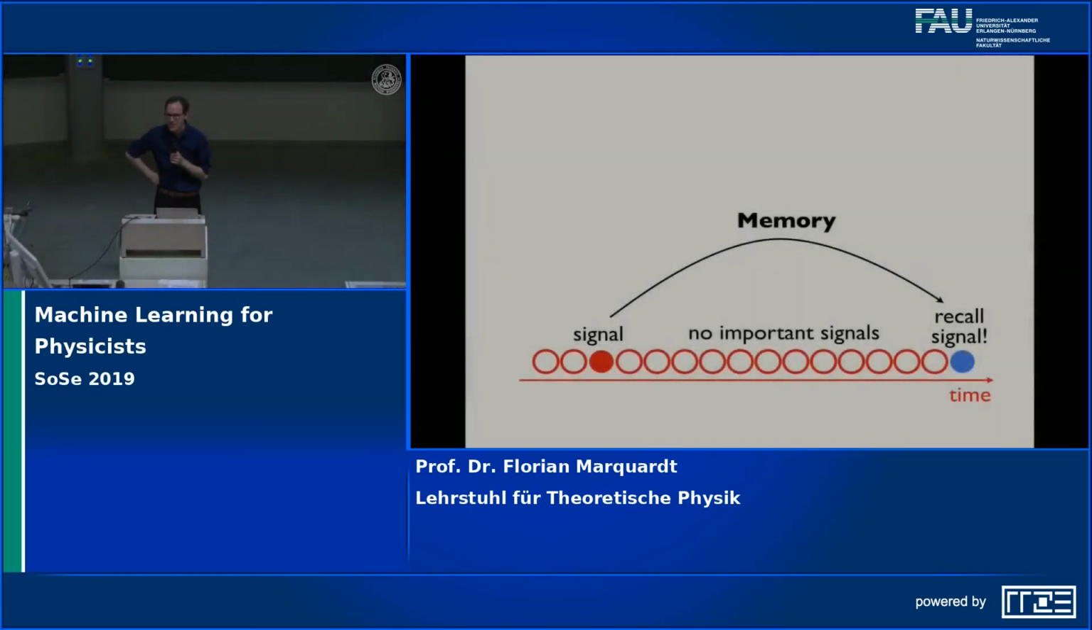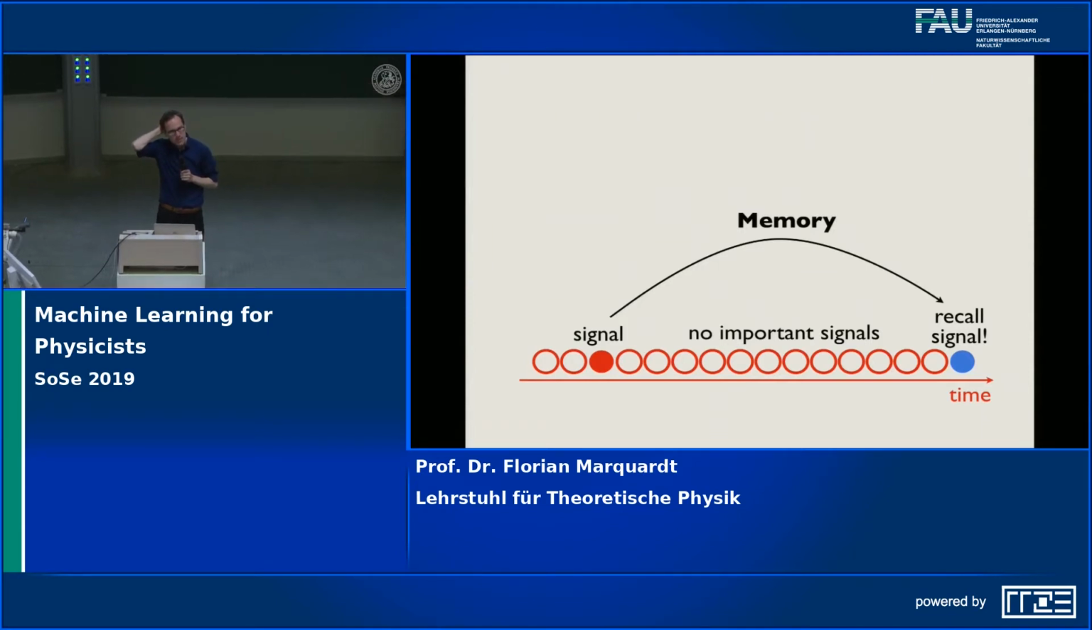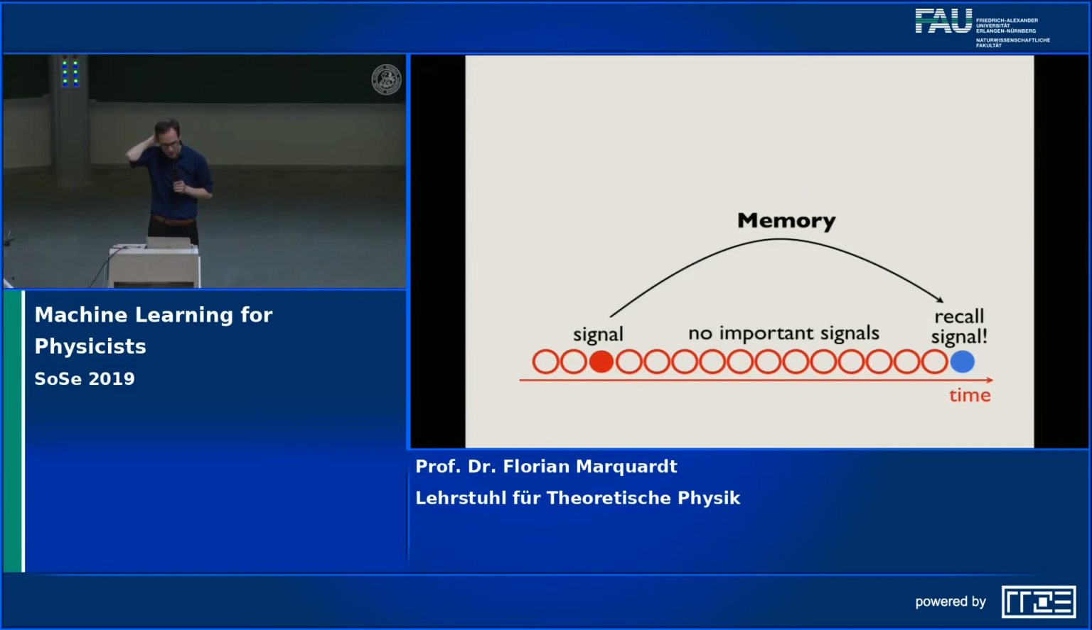Okay, hello. Good evening. Let me first recall what we did last time. We started discussing recurrent neural networks. That means networks that have memory. So the situation is depicted here.